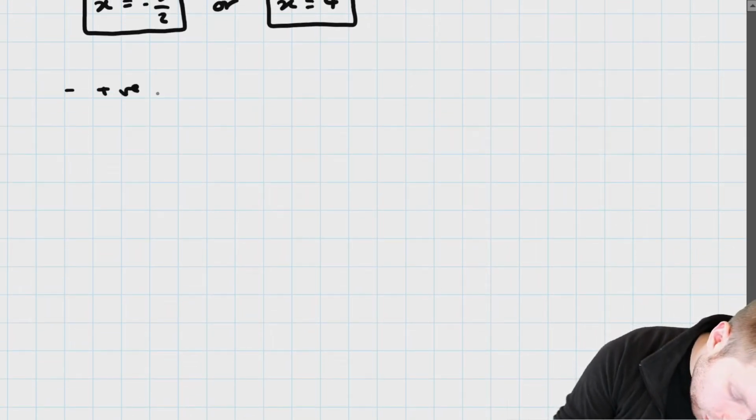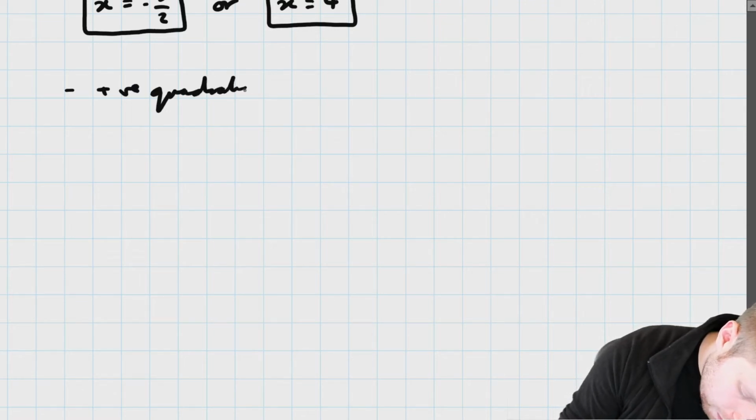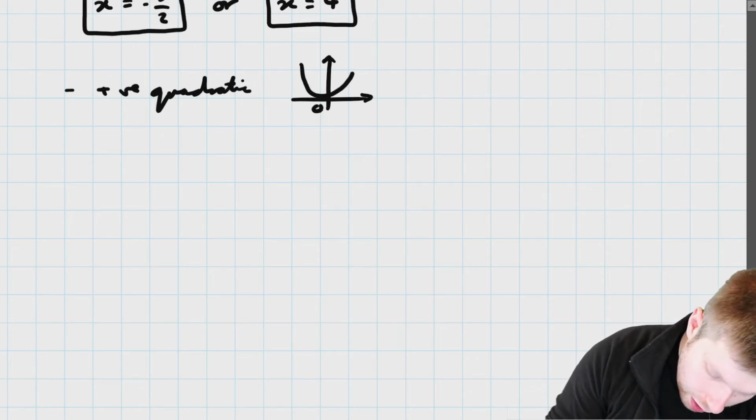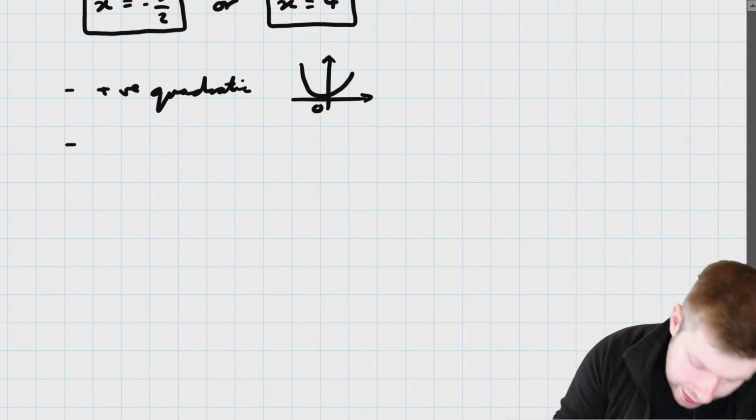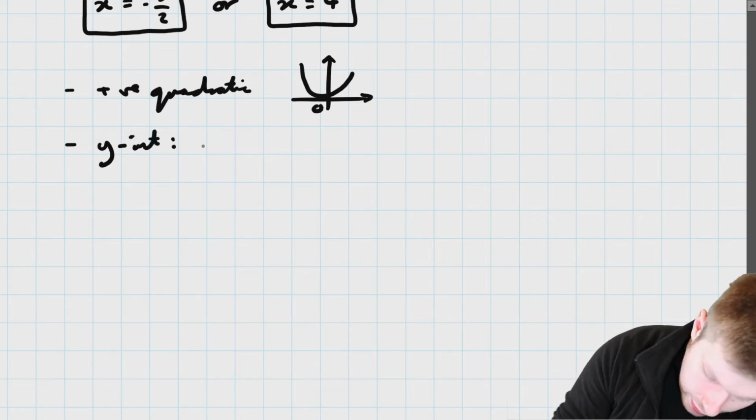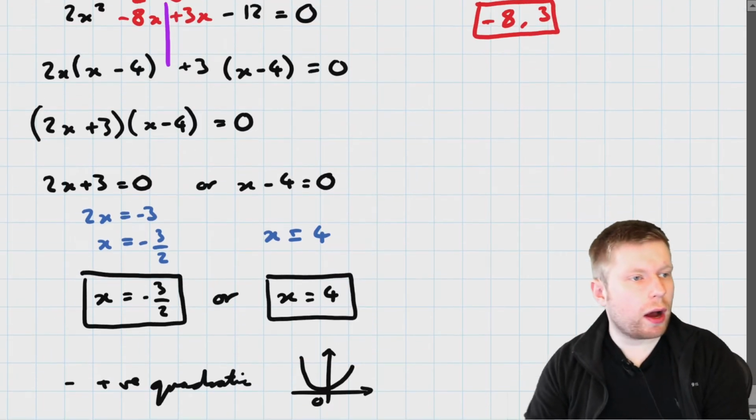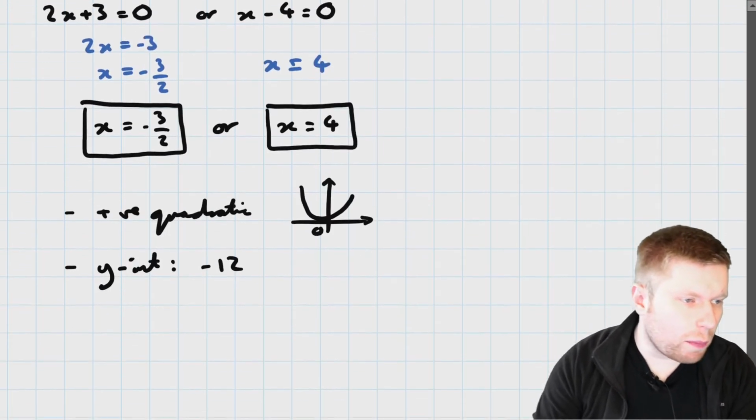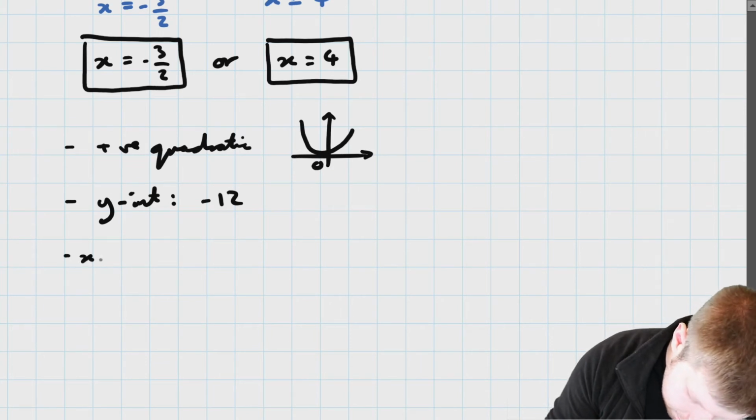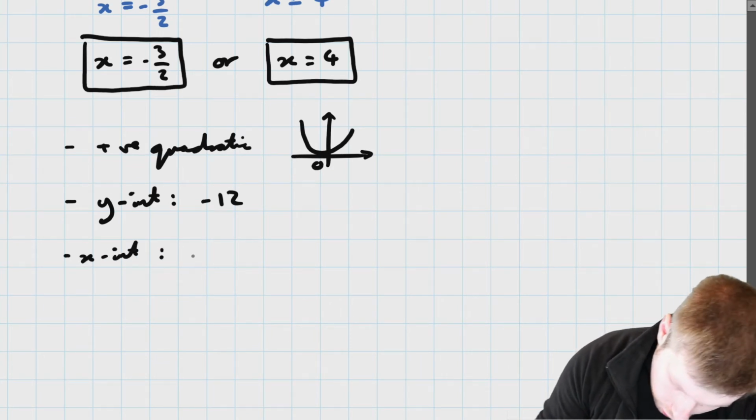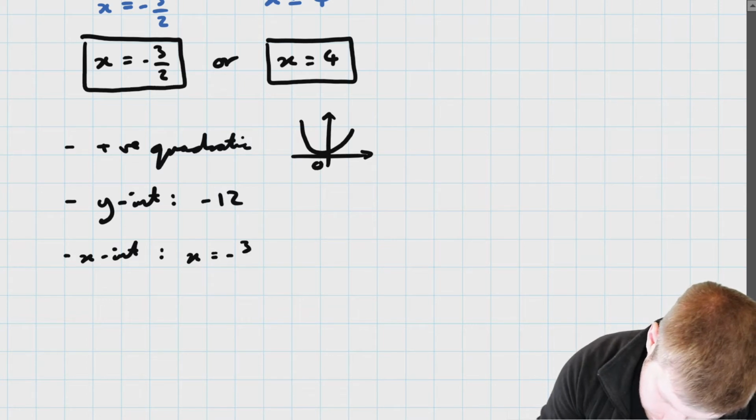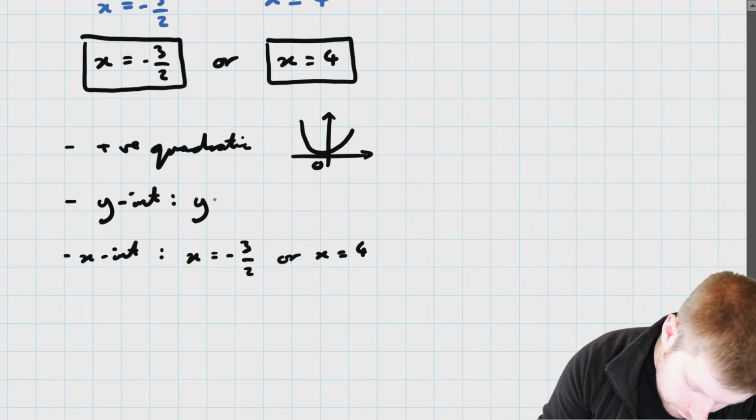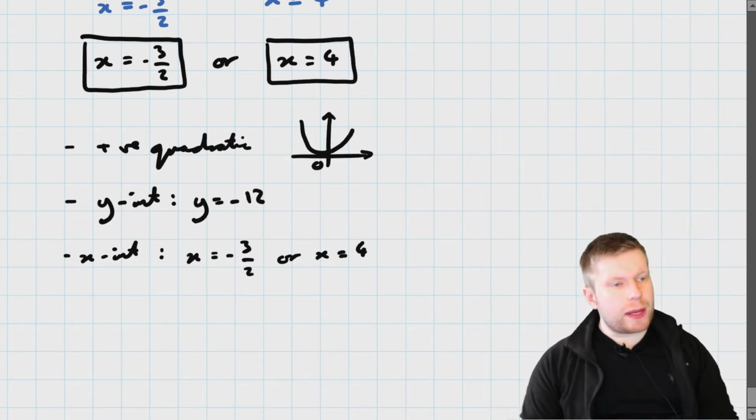First of all, it's a positive quadratic. In other words, it's a graph that looks like this. Okay, I found that my y-intercept is negative 12. I found that all the way up here, just by setting x to be 0. And I've just found that my x-intercepts are x equals negative 3 over 2, or x equals 4. Okay, so I'll just write that's y equals negative 12. So these are the three pieces of information I need.